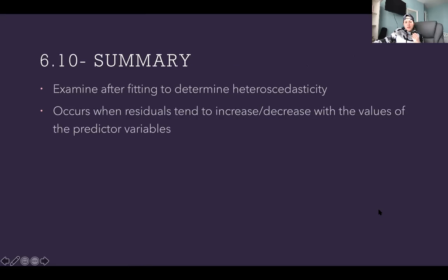All right, section 6.10 in this chapter was just a summary of everything that we talked about today. Residuals should be examined after fitting to determine any evidence of heteroscedasticity. This occurs when the residuals tend to increase or decrease with the values of the predictor variables. Like we saw, this can be removed by transforming the variables. The residuals from the transformed models should indicate no evidence of heteroscedasticity. Those are some big takeaways from today's video and chapter 6.